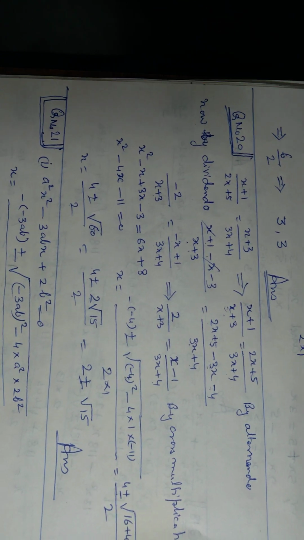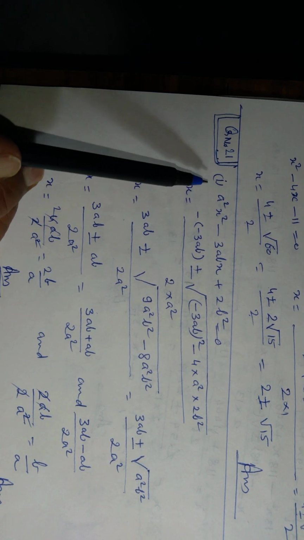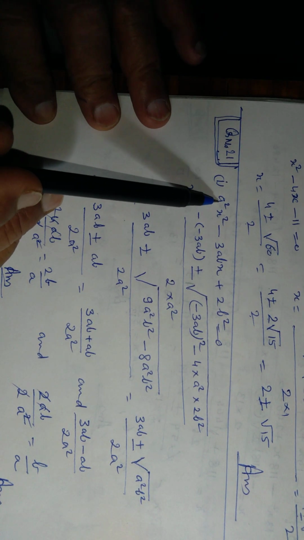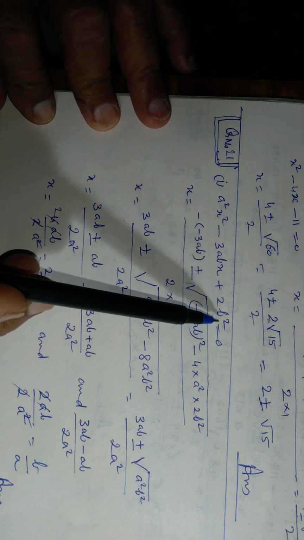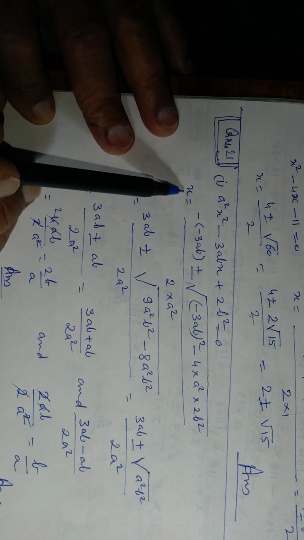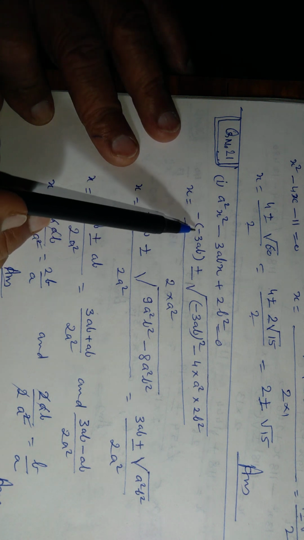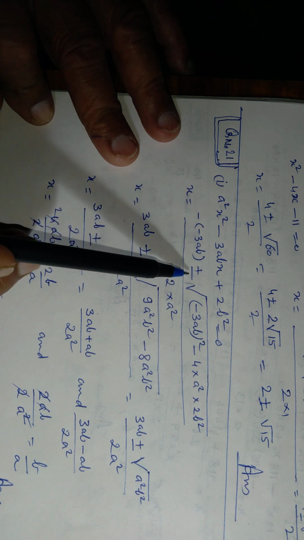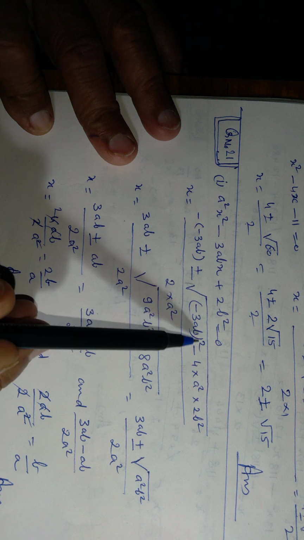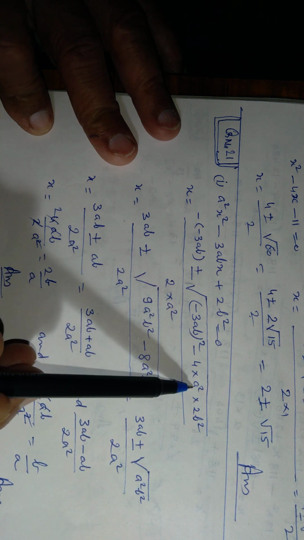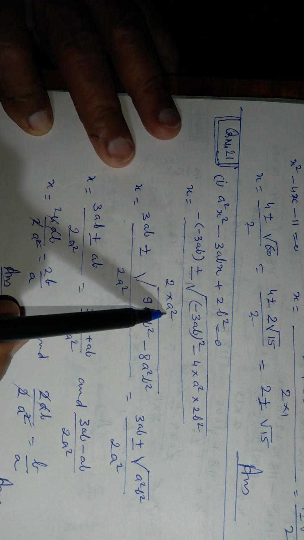Now in 21, there are 3 parts. In the first part, a square x square minus 3abx plus 2b square. Here the x will be equal to minus, inside the bracket you write down minus 3ab plus minus root minus 3ab whole square minus 4 into a square into 2b square, whole divided by 2a square.